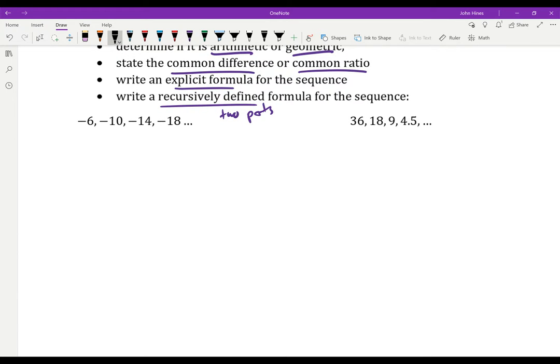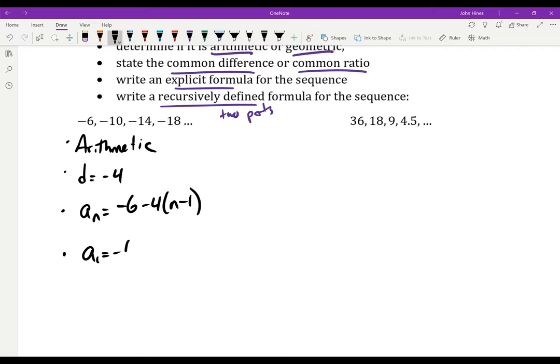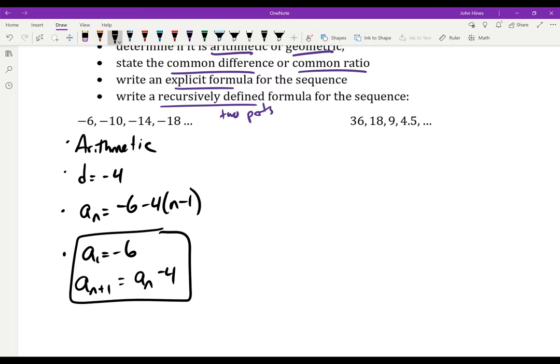So the first one here is arithmetic. I'll go in the order that they have it written up there. I have a common difference of -4. I keep subtracting 4 is the pattern. The explicit rule is you start at -6, keep subtracting 4, n minus 1 times. The recursive rule looks like this. Start at -6, and to get to the next term, I take the nth term and subtract 4. Those two guys together make up my recursive rule.